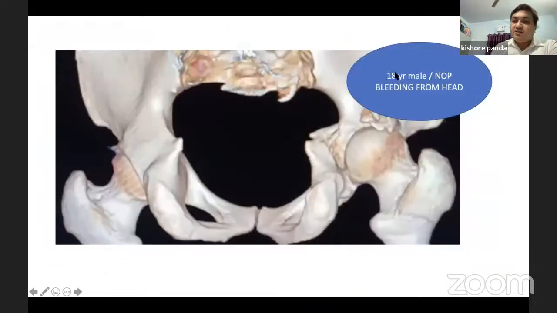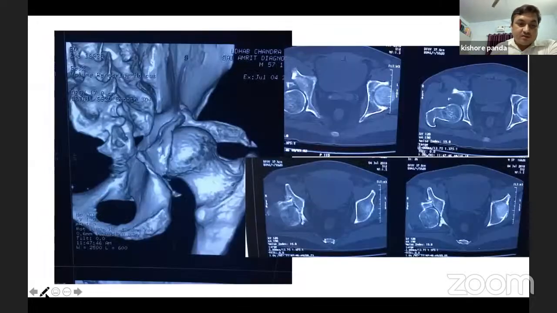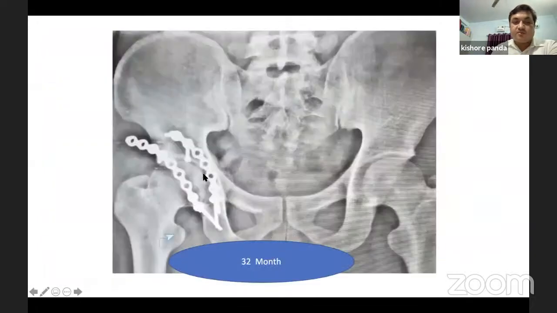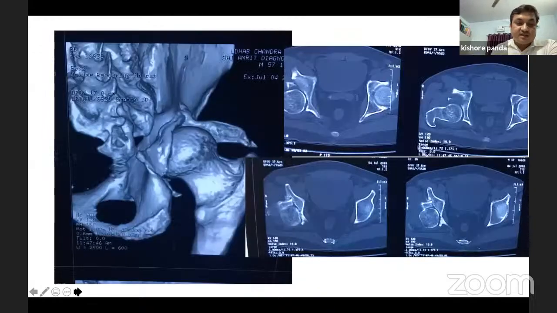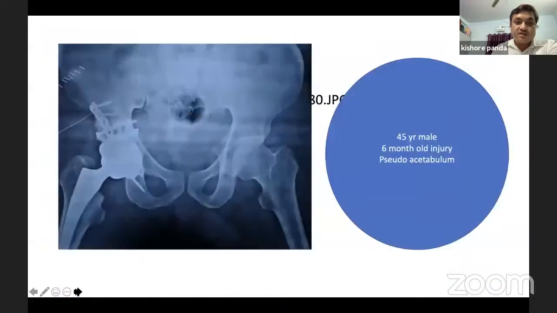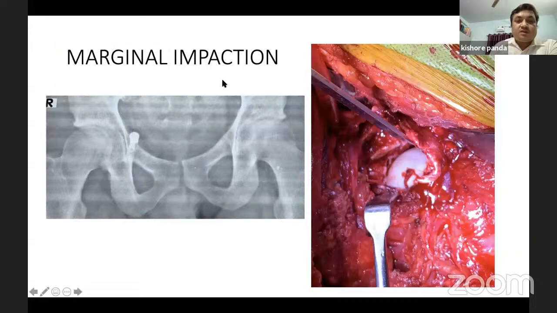So this is again an 18-year-old male. It was not bleeding from the head, but you can see how it is maintained up to 32 months. The joint space is nicely maintained. So this is another case, a 57-year-old male. Here straight away we went for replacement. Now coming to one important aspect of the posterior wall fracture, that is the marginal impaction.